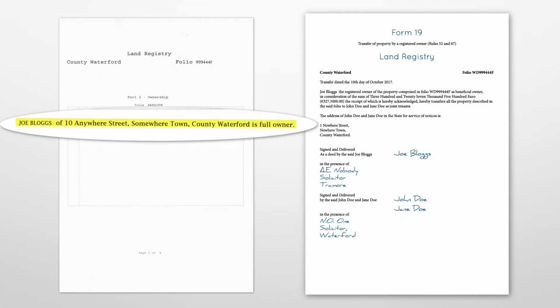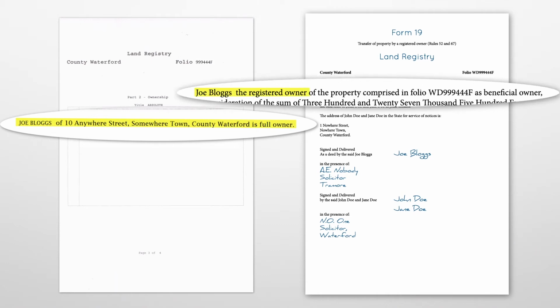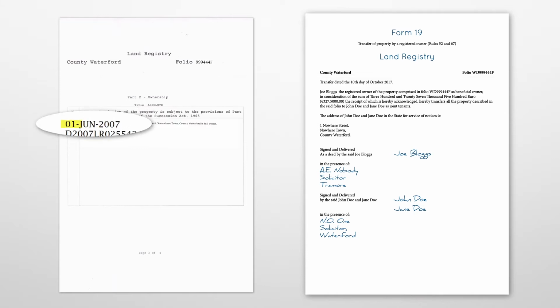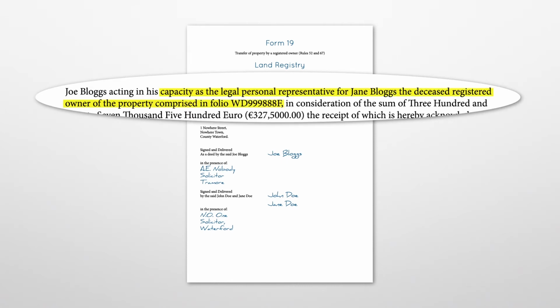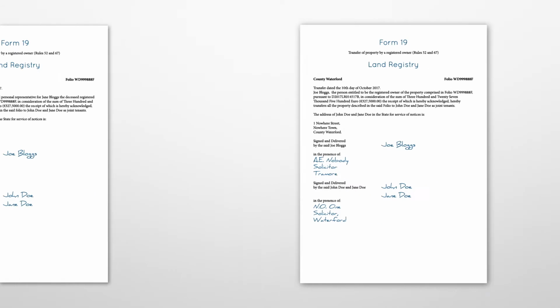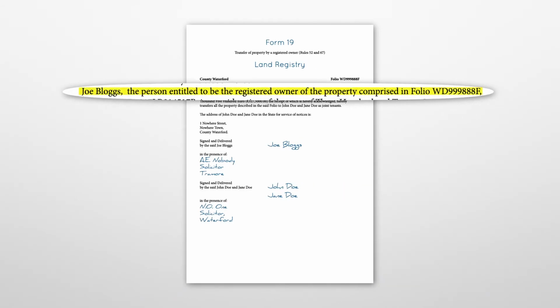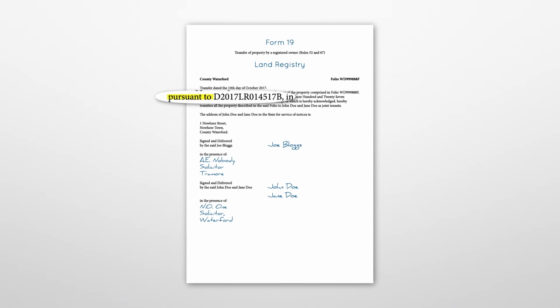Is the party identified in the deed as the person transferring the property the current registered owner of the folio? Are they entitled to make this transfer as of the date on the deed? Is the person transferring described as the legal personal representative of a deceased registered owner? Or is the person transferring entitled to become a registered owner?